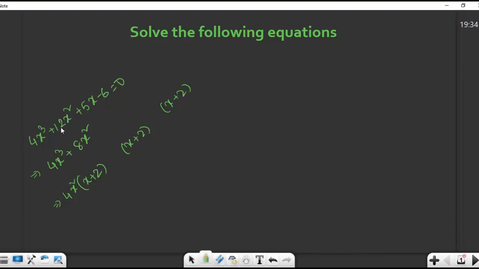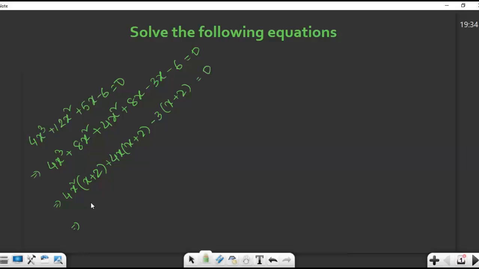But here the question says 12. That means we need another 4. So plus 4x into x, 4x square, plus 4 times 2, 8x. Now we need 5x. That means here we'll multiply by minus 3. So minus 3 into x, minus 3x, minus 3 times 2, minus 6 equal to 0.